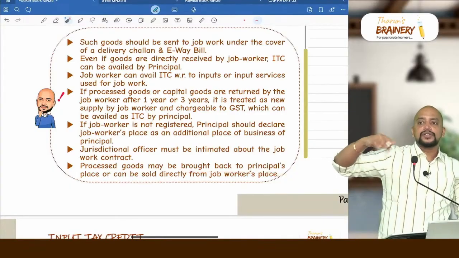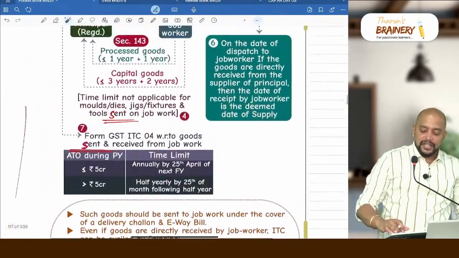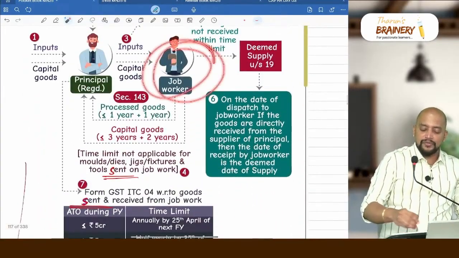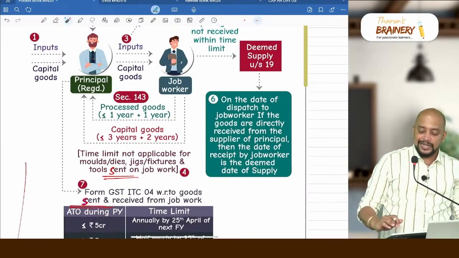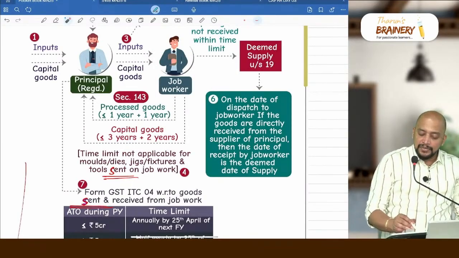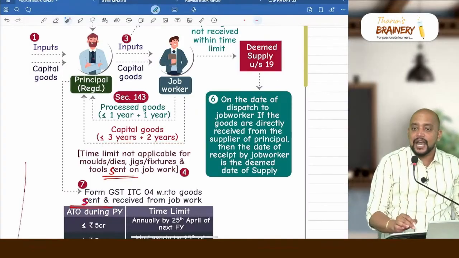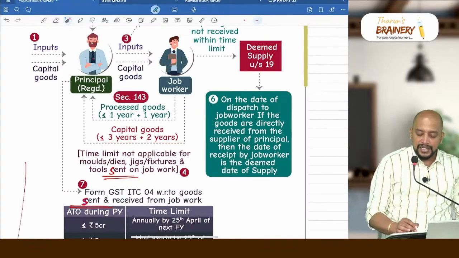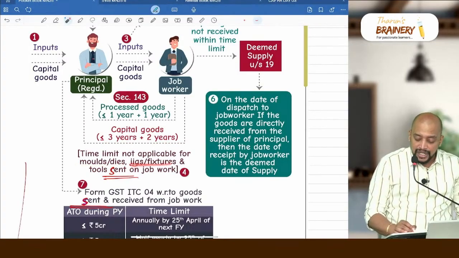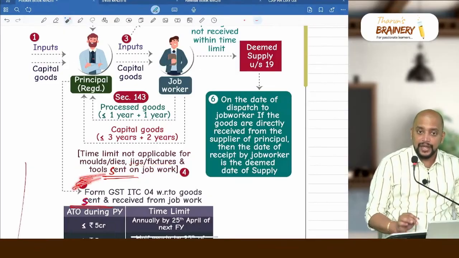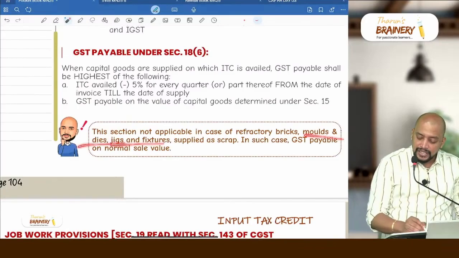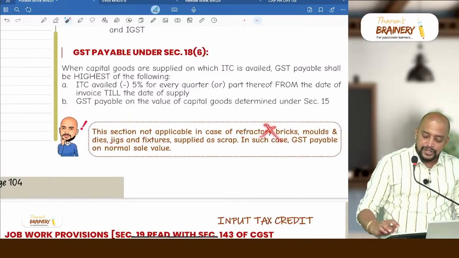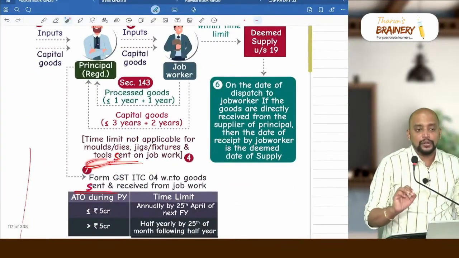That is what. So goods need not be brought back. Even if the goods are directly sold from the job worker's place also, it is deemed that the goods are received back within 1 year or 3 years. And this time limit of 3 years and 1 year is there for capital goods. That is not applicable in case of molds and dies, jigs and fixtures and tools. Okay, so here we have molds and dies, jigs and fixtures, refractory bricks. In the place of refractory bricks they have added tools.